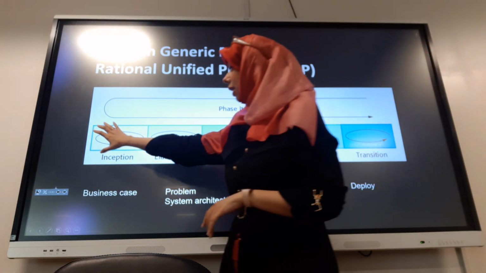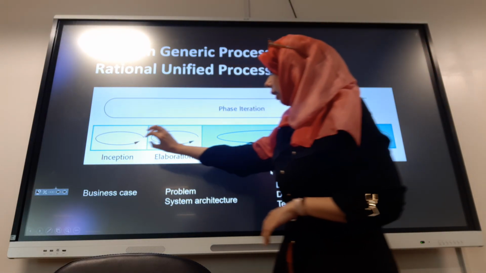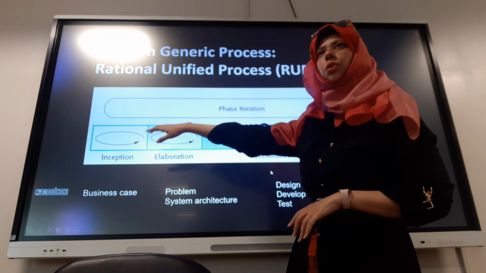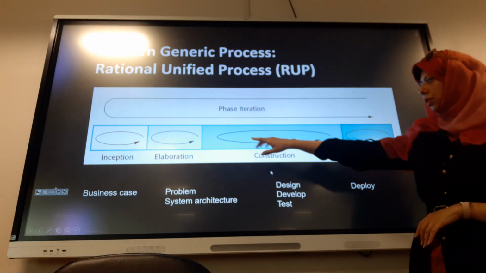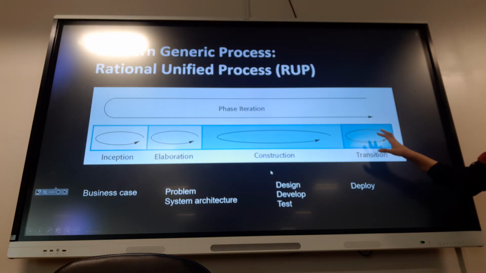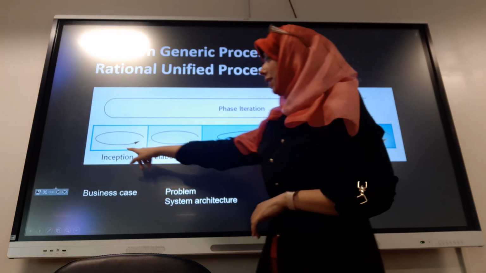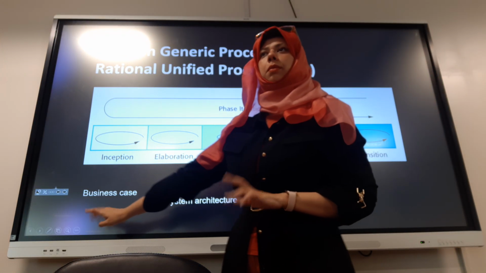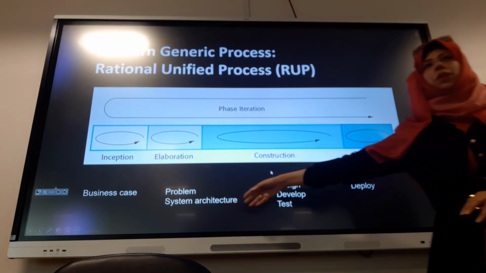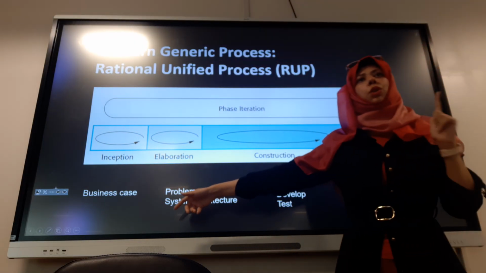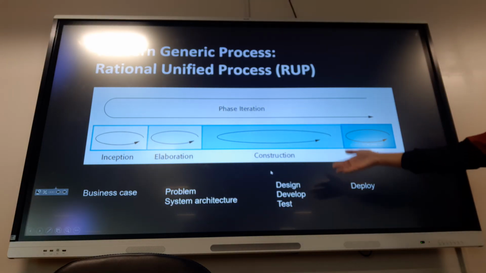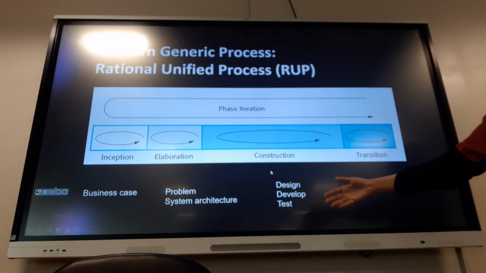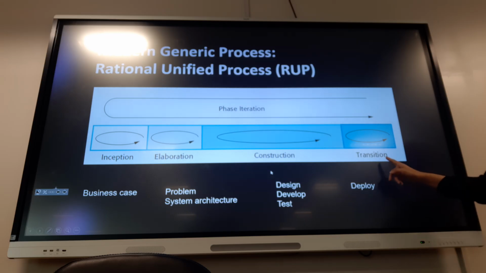So we have inception, and this is again an iteration on its own. Elaboration, you iterate till you make sure this is over. Then this one starts till it's over and satisfying. Then we go for transition. In inception, we define business case. In elaboration, we define the problem and which system architecture we will implement. Construction, the biggest part. Design, development, testing. And then transition is simply deployment, right?